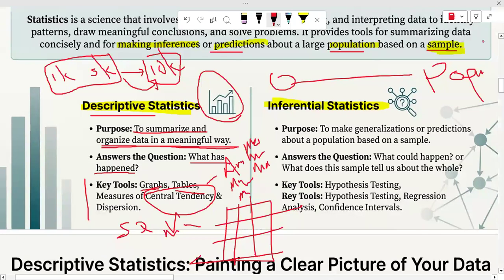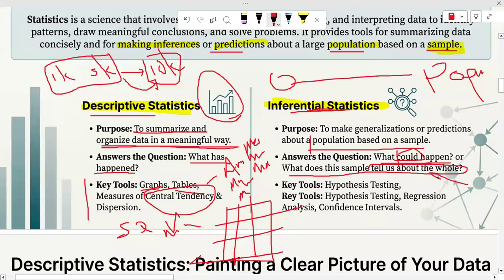right? So the purpose of inferential statistics is to make generalization. This is very important. Make generalization or prediction, forecasting about population based on sample. It answers the question, what could happen in the future? What could happen? This is prediction. Or what does this sample tell about the whole?